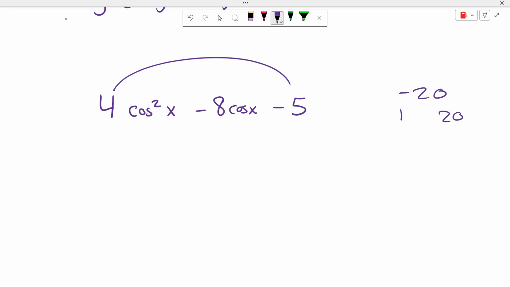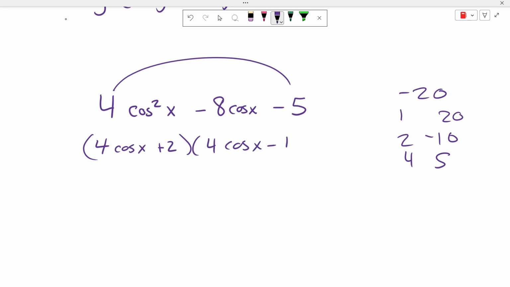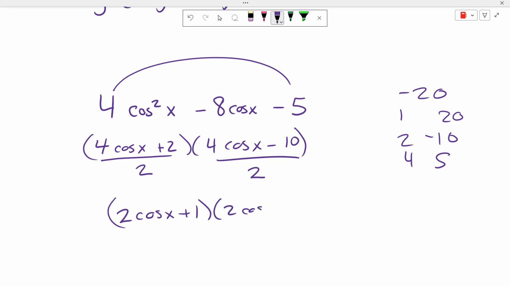So factors of 20 are 1 and 20, 2 and 10, 4 and 5, right? Which of these would make a negative 8? 2 and a negative 10, right? So it's 4 cosine of x plus 2 and 4 cosine of x minus 10. So divide this one by 2. Divide this one by 2. So you get 2 cosine of x plus 1 and 2 cosine of x minus 5.